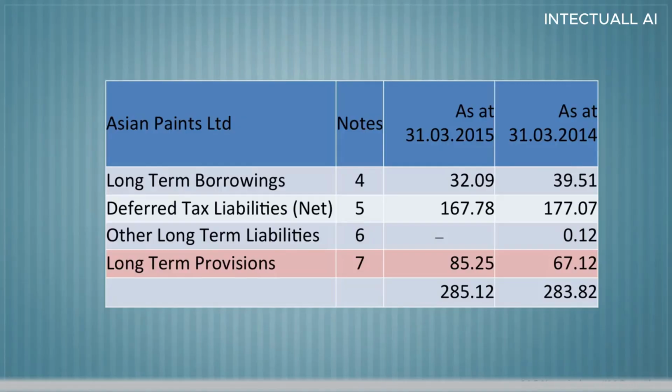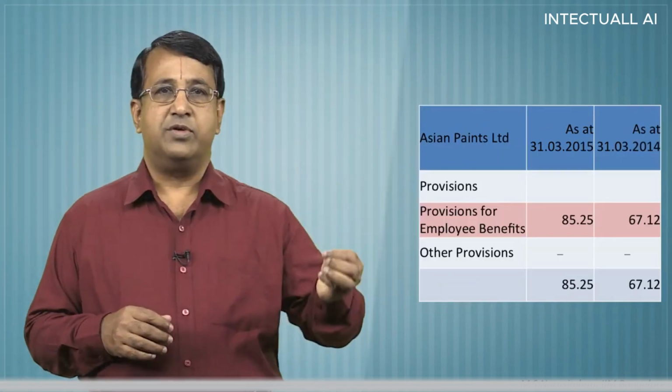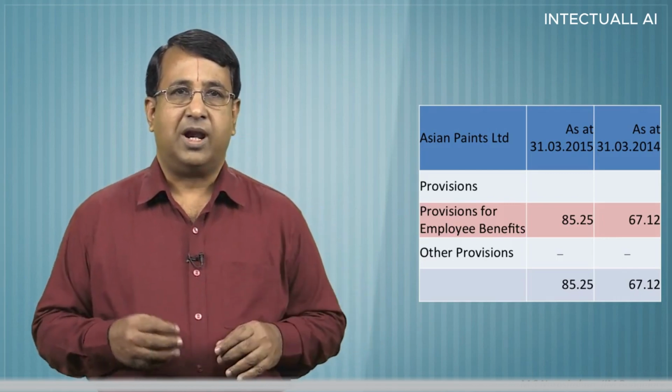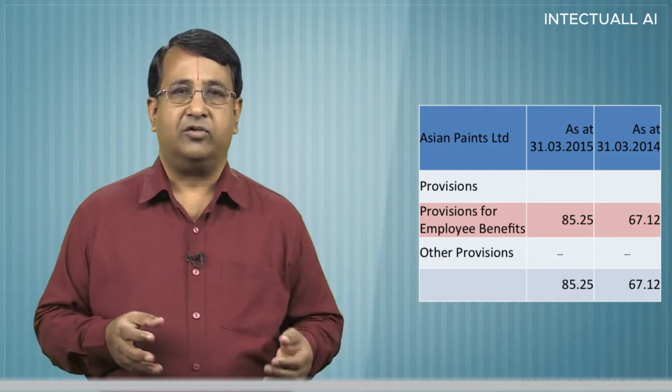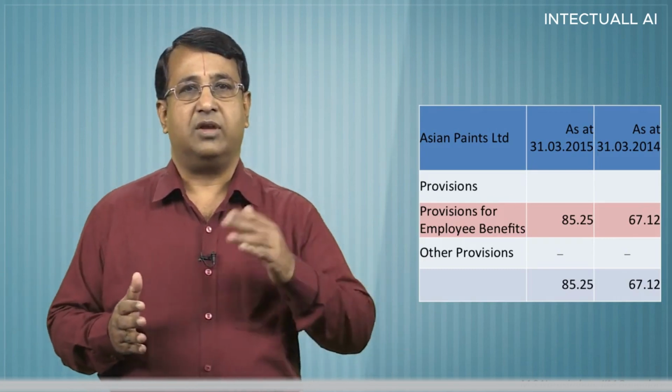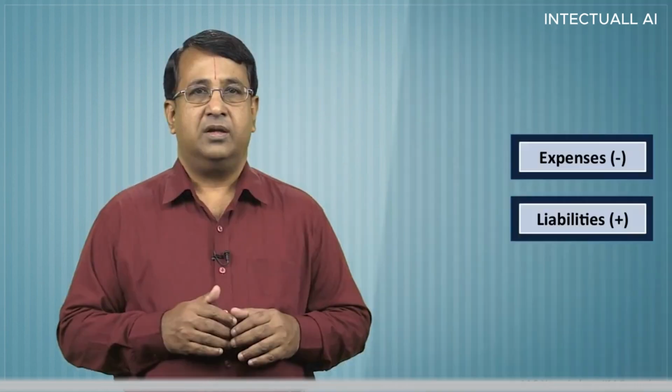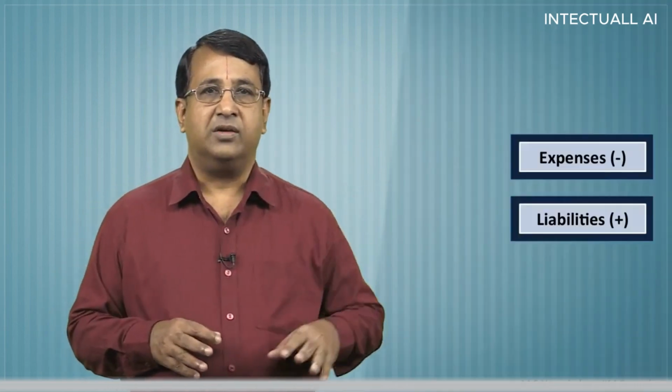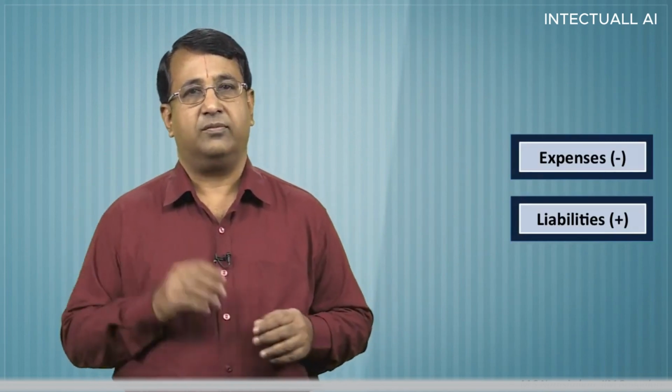The last item in this section is provisions. Provisions are estimated future liabilities. An example of provision is employee retirement benefits. Gratuity is payable when the employee retires, but the liability accrues or adds up every year of his service. We need to estimate this liability and charge the profit and loss account as an expense. We are not paying this amount now. Therefore, the other entry is under liabilities as a provision. The accounting entry is expenses minus, liabilities provision plus.